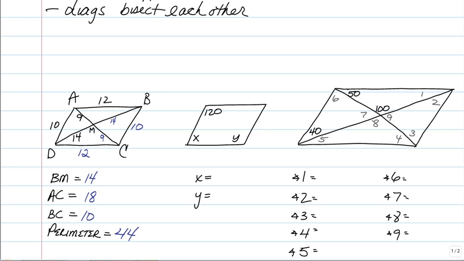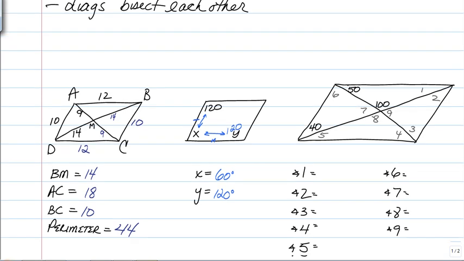The next example has interior angles. One thing we know is that opposite angles are always going to be congruent. So y is going to be 120 degrees. And then x is not 120. Remember, angles on the same side, so both angles on the left side or both angles down here on the bottom are going to be supplementary. So no matter which way you look at it, x is going to be 60 degrees because they have to add up to 180.